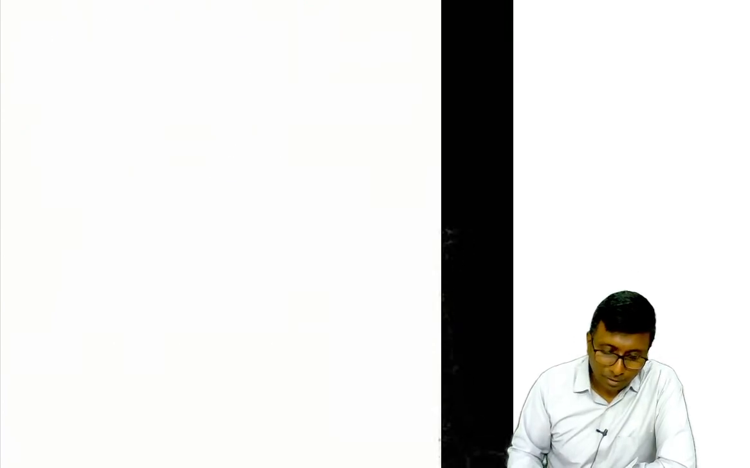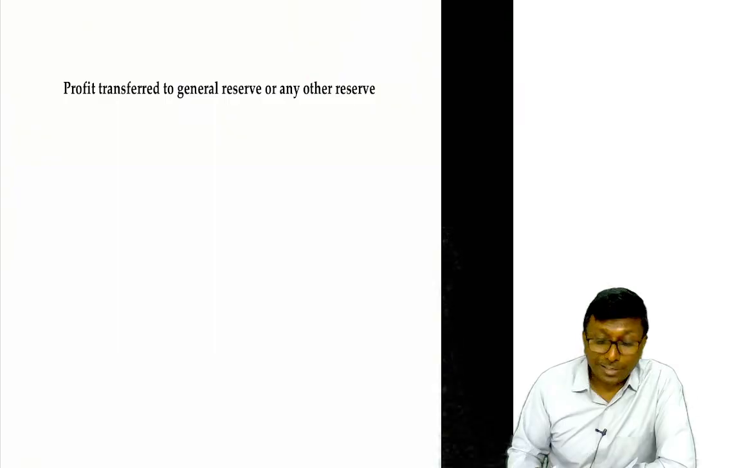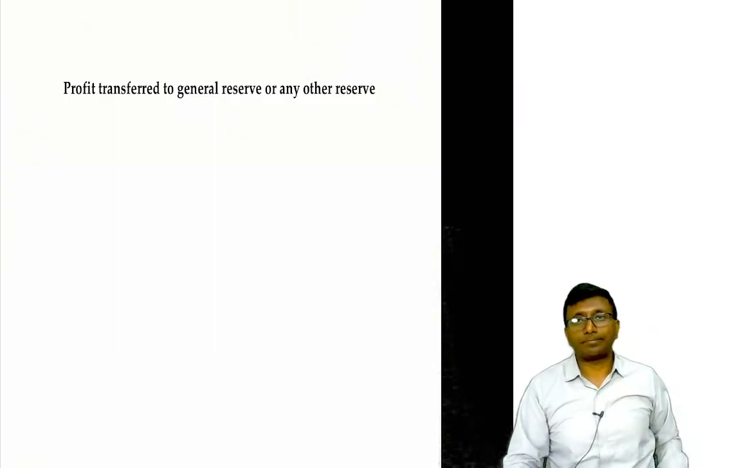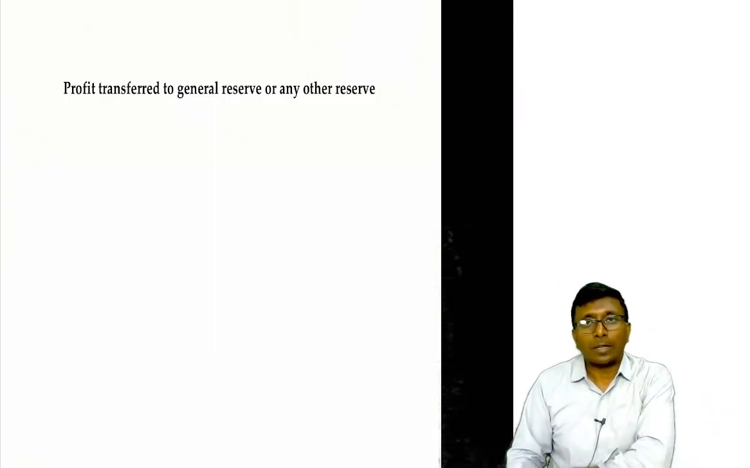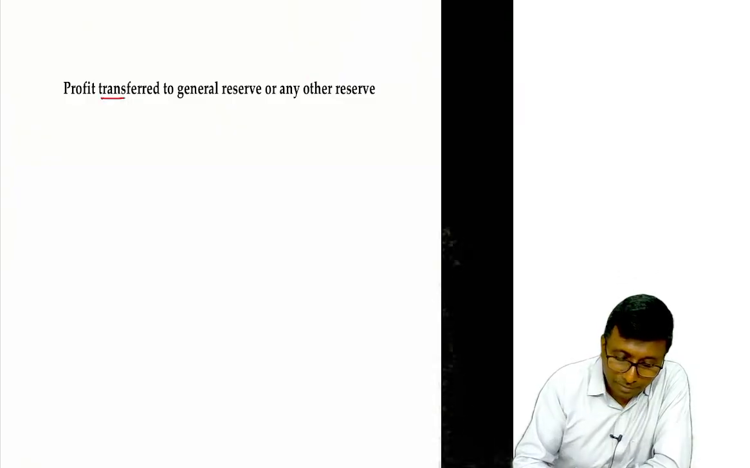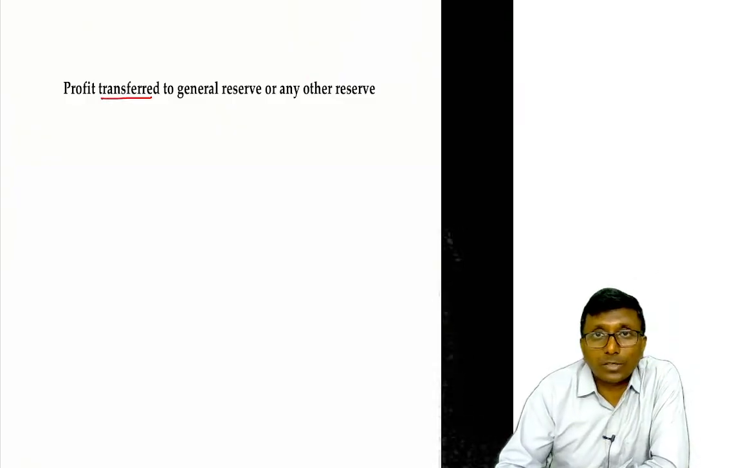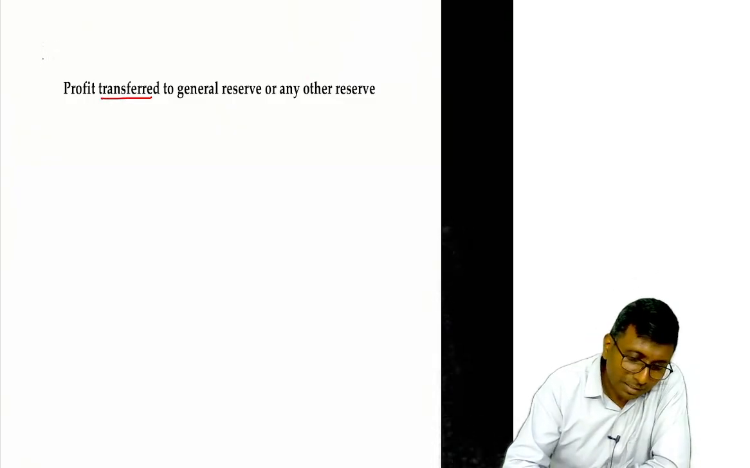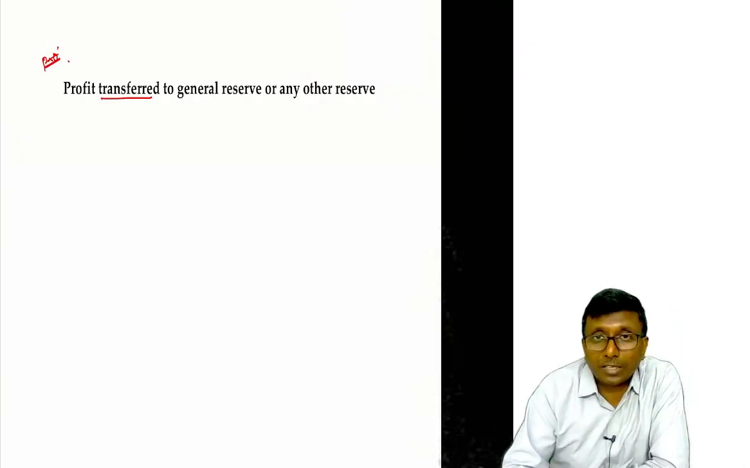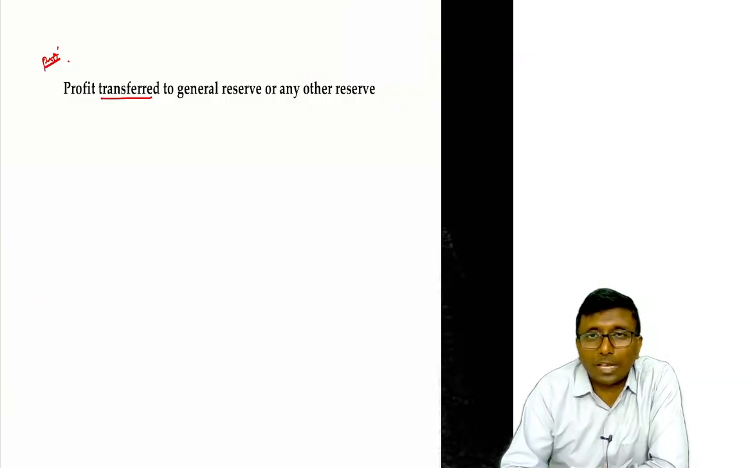Clear. So now the next thing: profit transferred to general reserve or any other reserves. Sir, profit is transferred to general reserve. From where will it happen? It will happen under appropriation of profit. Correct. Profit and loss appropriation account or retained earnings, it will happen from there. Both are one and the same.